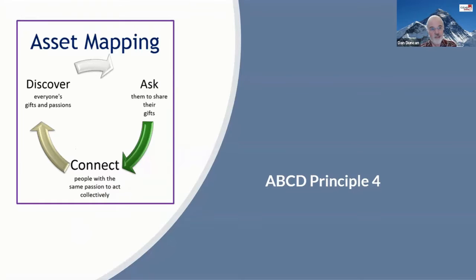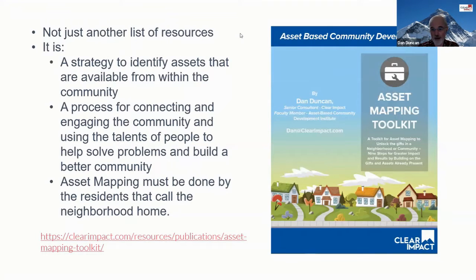So asset mapping is about discovering everyone's gifts and passions, and then asking them to share their gifts around their passions. And then the most powerful thing we can do is connect people with the same passion to act collectively. So that's what the toolkit is about. And again, you can download this from our website, the toolkit.